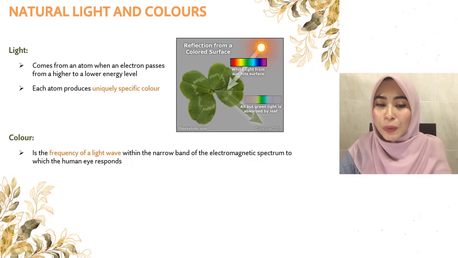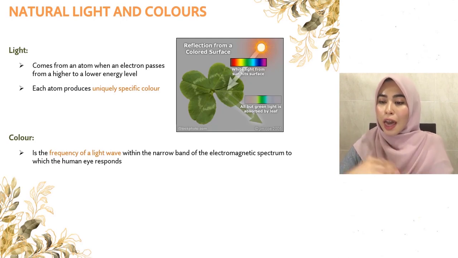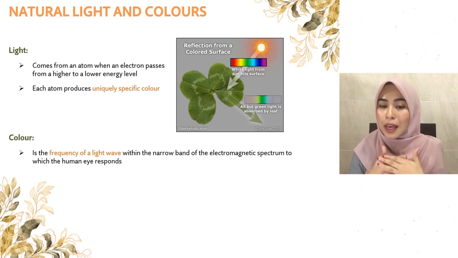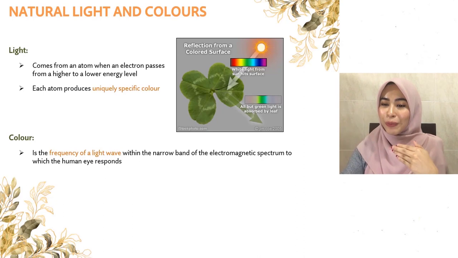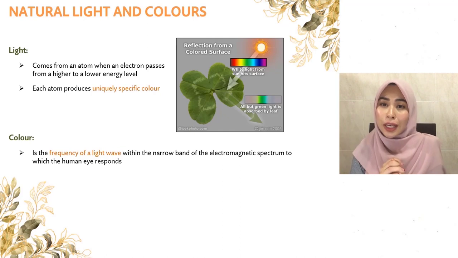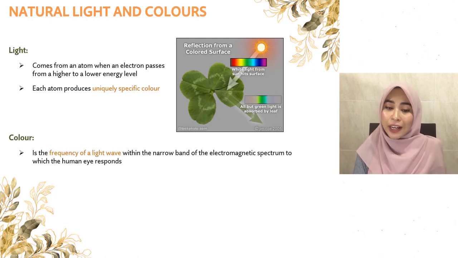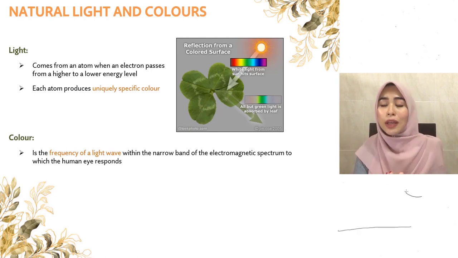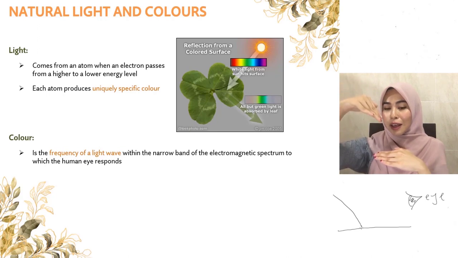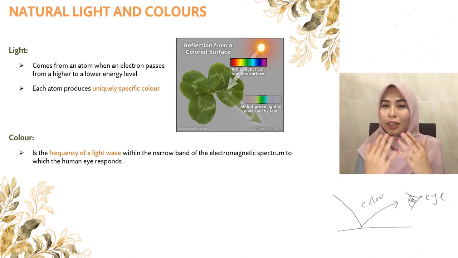Light comes from an atom where an electron passes from a higher to a lower energy level. Each atom produces uniquely specific colors. Every surface will have different densities. As atoms touch or hit the surface, they will bounce back. What is bounced back will be the reflection of a colored surface, and that is how we see colors, right? So color is the frequency of a light wave within the narrow band of the electromagnetic spectrum to which the human eye responds. So whatever light is reflected back into our eyes is what colors we see.